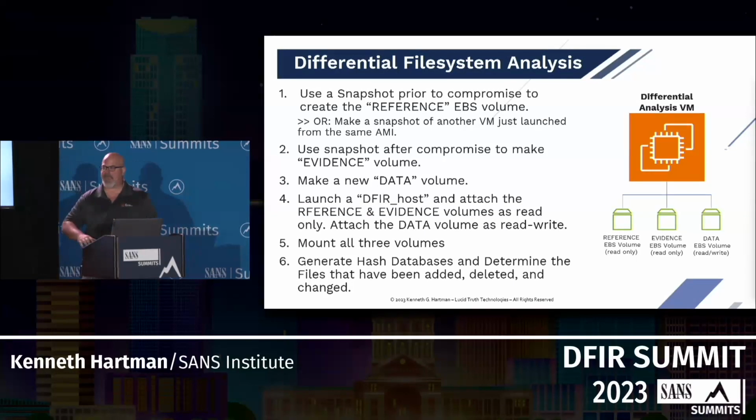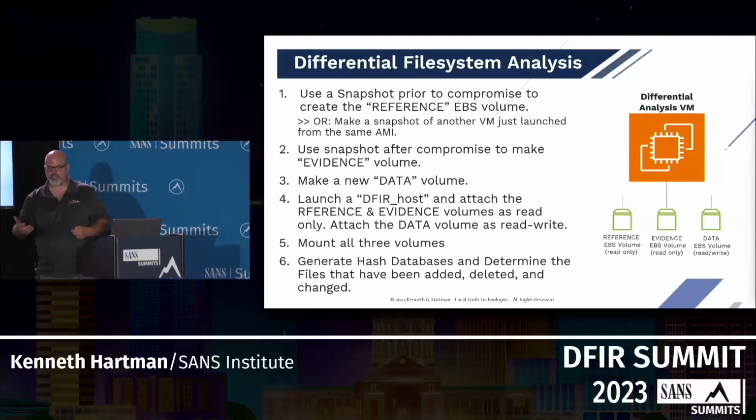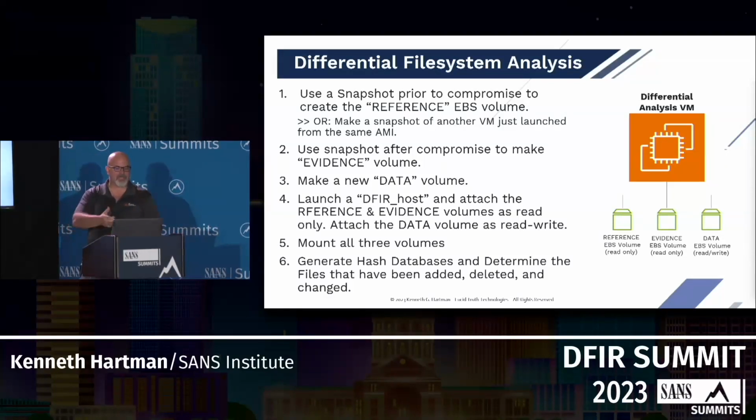Especially if your AMI has all the stuff that you needed to stand up that machine in production, right? You don't launch a virtual machine in production and then install a bunch of software on it. You put all that stuff you want on it as part of your CI/CD pipeline. So that should give you a very good reference volume. And then post-compromise, we're going to make a snapshot, make a volume of that, and attach it to the virtual machine as well.